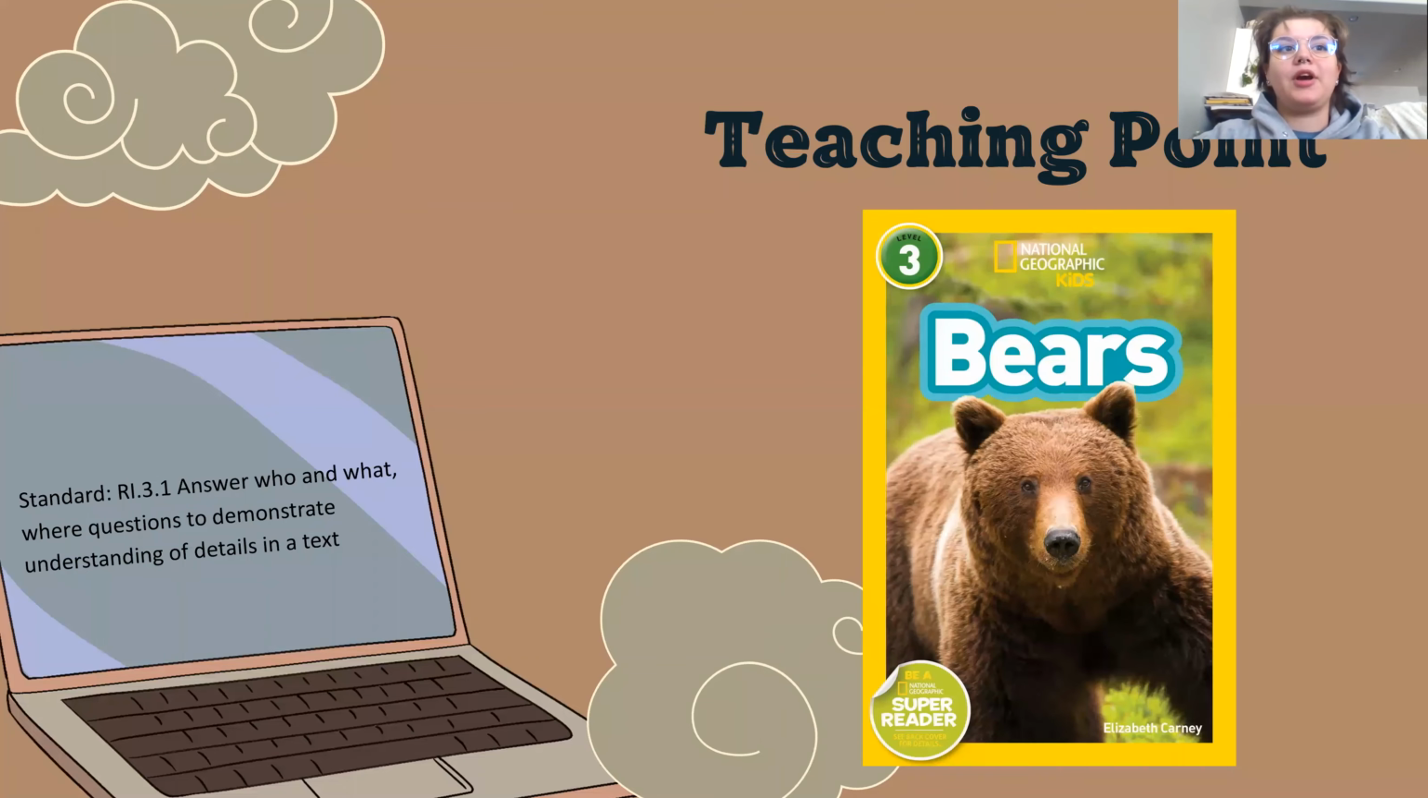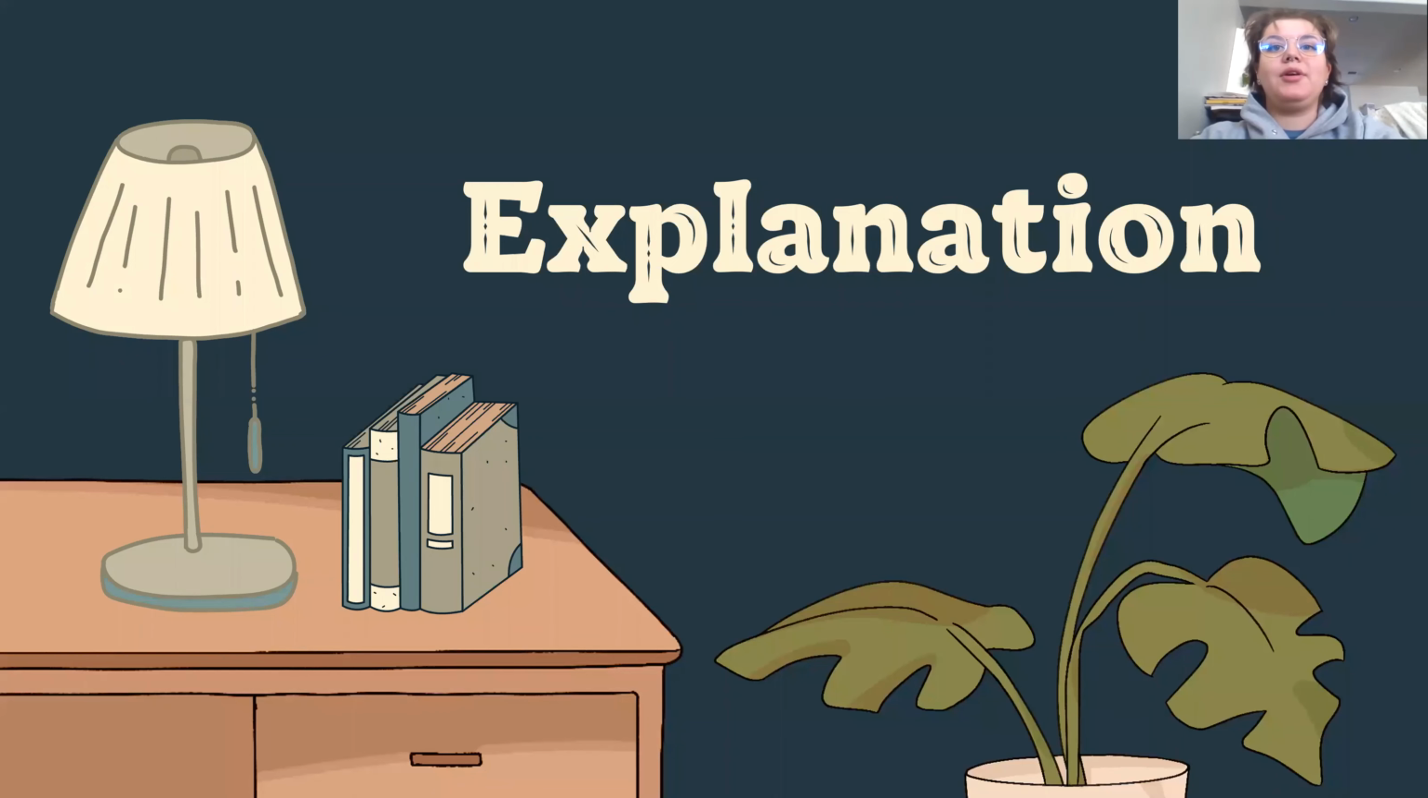So teaching point, our standard is RI 3.1, answer who, what, where questions to demonstrate understanding of details in a text. So previously we went over how to be good question askers, and today I'm going to teach you how to answer your questions. I'm going to use National Geographic Kids Bears, what's on the screen, to answer my questions that I previously asked. So, explanation.